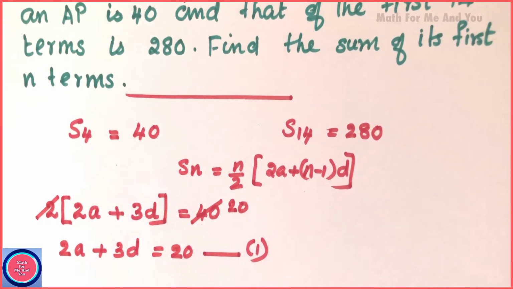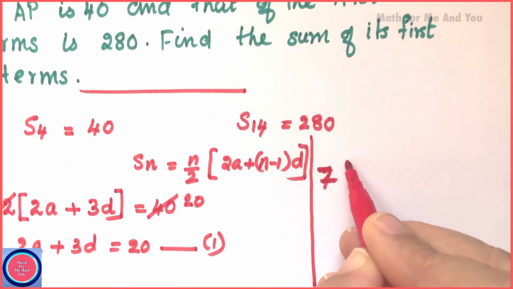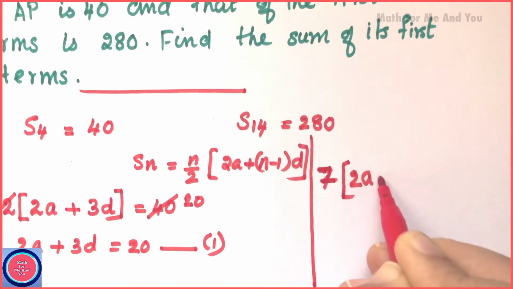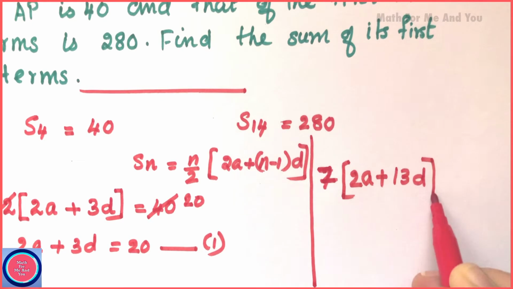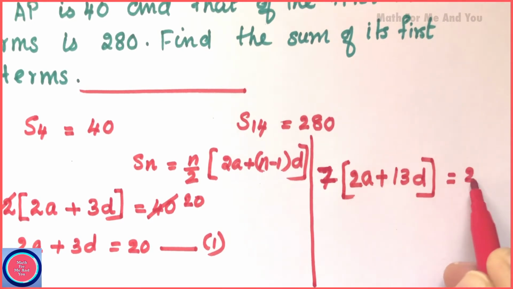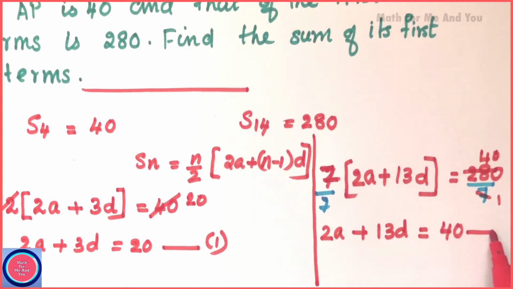Using the formula, we could write what is S14. It is 14 over 2, n over 2, that means 7 times 2a plus n minus 1, 14 minus 1 is 13d equals, in the question it is given 280. So let's write 280. Both sides of this equation we could divide with 7. 7 cancel with the 7. So we get only 2a plus 13d. That is equal to 280 divided by 7. 7 times 1 and 7 times 40. So we get on the right side it is 40. Let it be equation number 2.